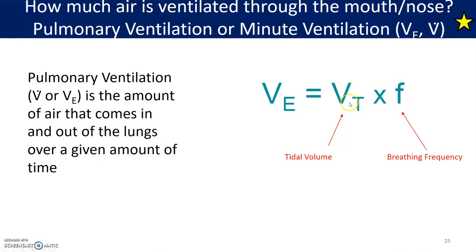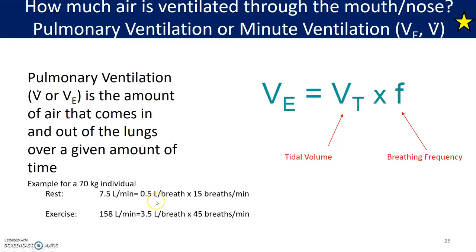If you're breathing in a tidal volume of 0.5 liters and you're taking 15 breaths per minute, that means you have about 7.5 liters of air coming in and out of the lungs per minute. Now when you exercise, that depth of breath will increase, so tidal volume in this case went to 3.5 liters. Breathing frequency also increases up to about 45, so the minute ventilation is 158 liters per minute.